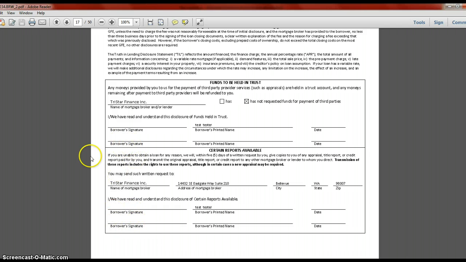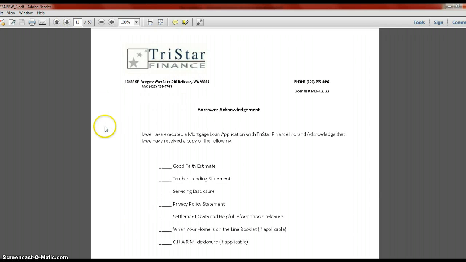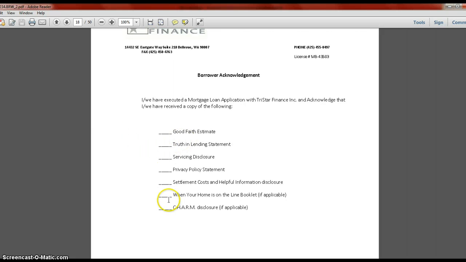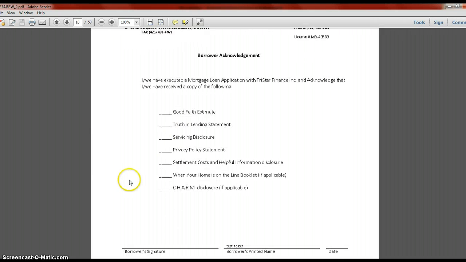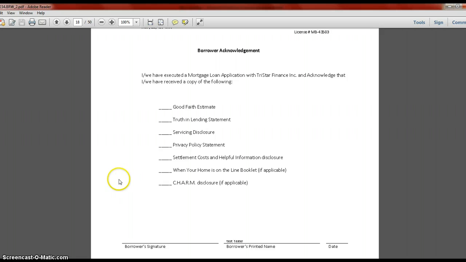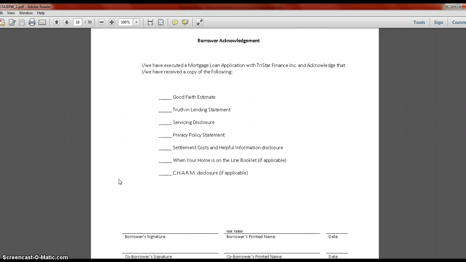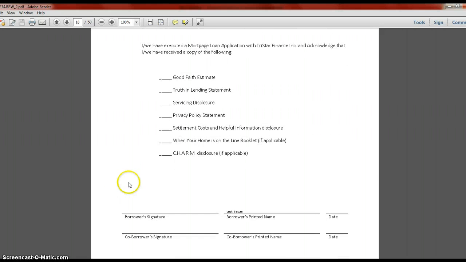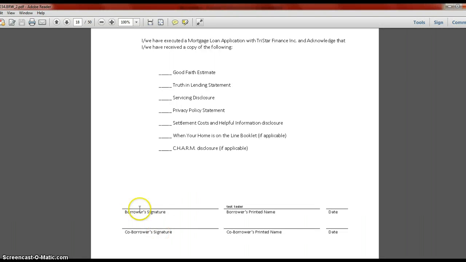So there's 2 spots here where you sign. Borrower's acknowledgement that you had received all of this stuff. And this CHARM booklet is really for if it's an ARM loan. And then you sign here and sign here.